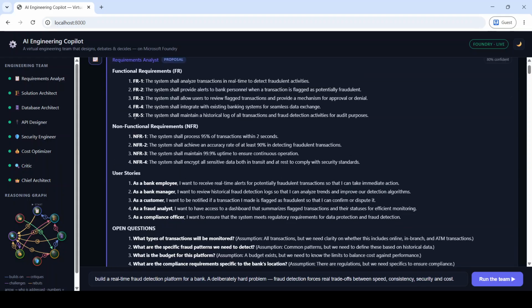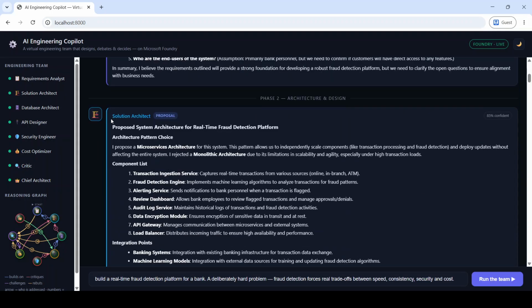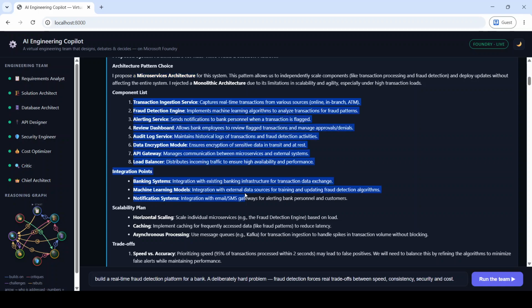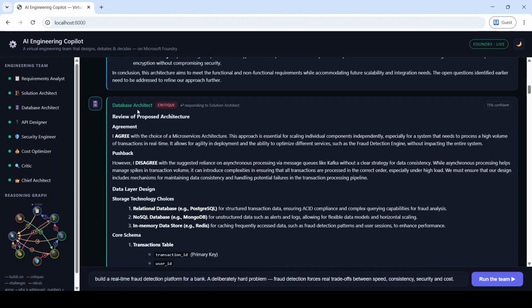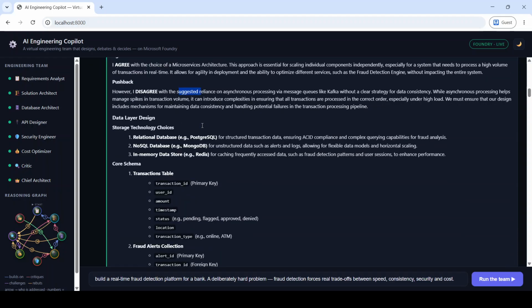Let's say you can see it gathers the functional and non-functional requirements, and user stories and open questions as well. And you can see the solution architect proposed a microservices architecture. Okay, and it suggested the components and the trade-offs, scalability plan, and then the database architect responding to the solution architect. So the solution architect said this is a plan we have to implement, and the database architect comes into the picture, and he said that he reviewed it, agreed, and pushed back: I disagree with the suggestions.